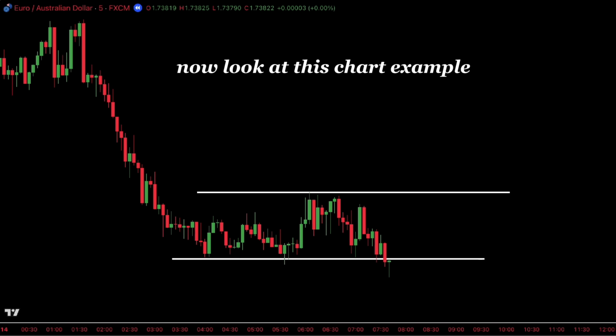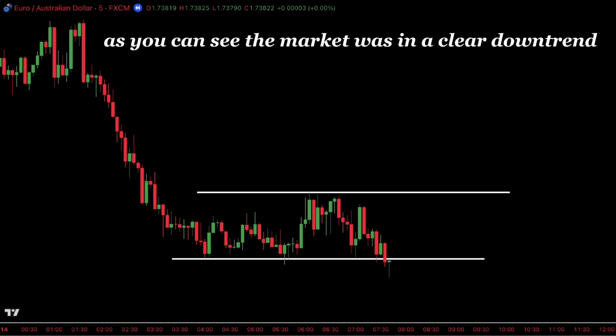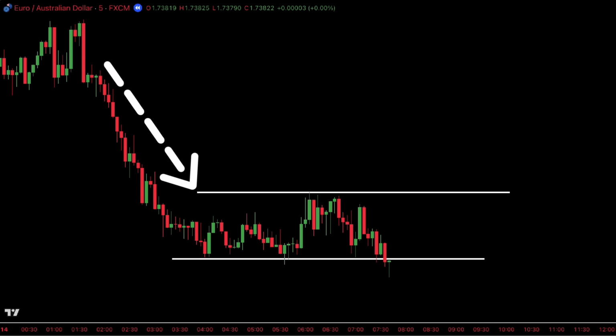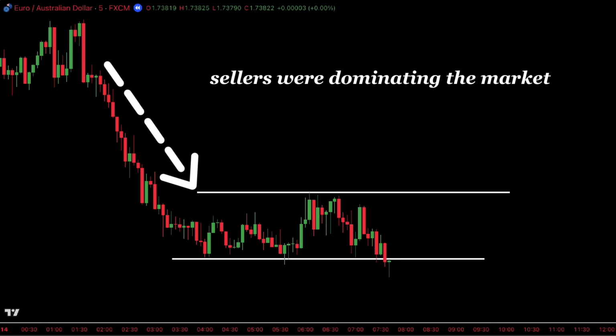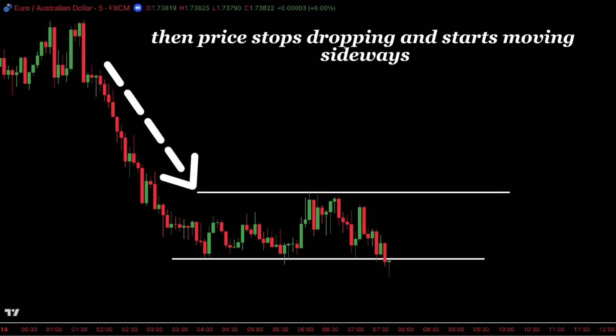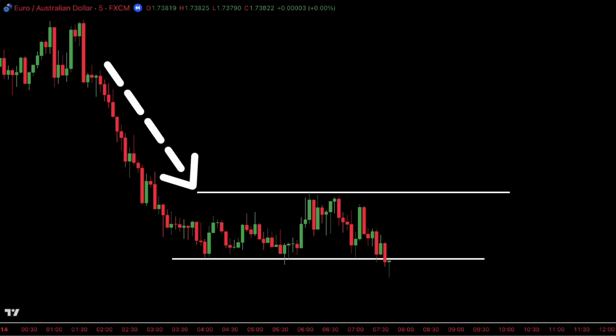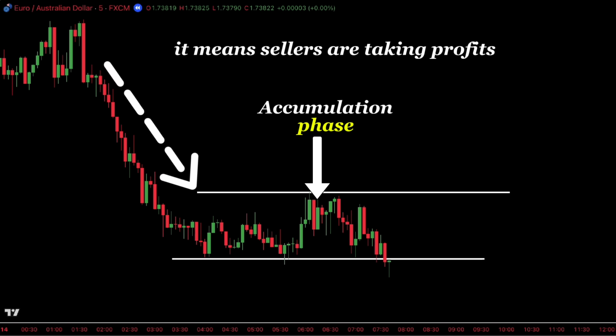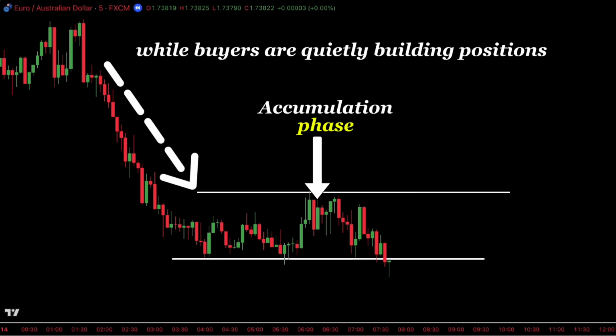Now look at this chart example. As you can see, the market was in a clear downtrend. Sellers were dominating the market. Then price stops dropping and starts moving sideways. This is the accumulation phase. It means sellers are taking profits, while buyers are quietly building positions.